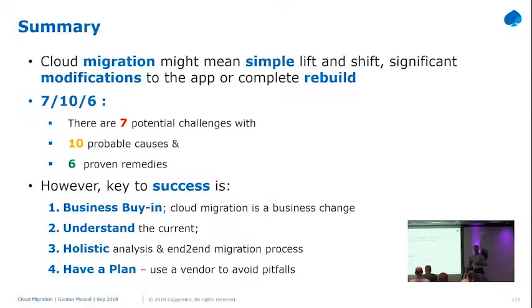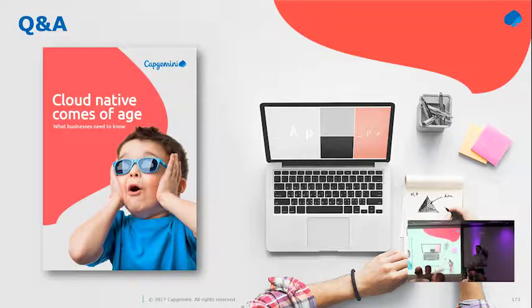Having a plan can also mean having somebody with you who's done it before and maybe is more impartial to help you along that journey. And that's the Cloud Native report that I mentioned. If you Google Cloud Native Comes of Age, you can get the whole report. It's really insightful from my perspective, and gives you lots of argumentation, analysis and data around the cloud journey. And with that, I thank you for listening to me for 25 minutes. Thank you.